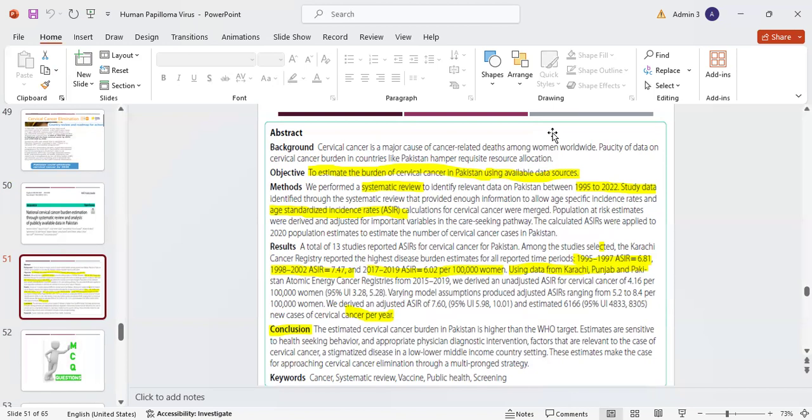They derived an adjusted ASIR of 7.60 and estimated 6,166 new cases of cervical cancer per year. Conclusion: the estimated cervical cancer burden in Pakistan is higher than the WHO target. The estimate is sensitive to health-seeking behavior, appropriate physician diagnostic intervention, and factors relevant to cervical cancer, a stigmatized disease in a lower middle income country setting. This estimate makes the case for approaching cervical cancer elimination through a multi-pronged strategy.